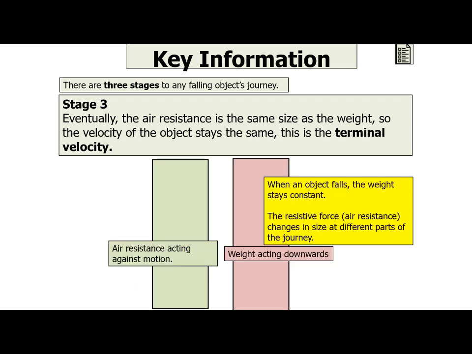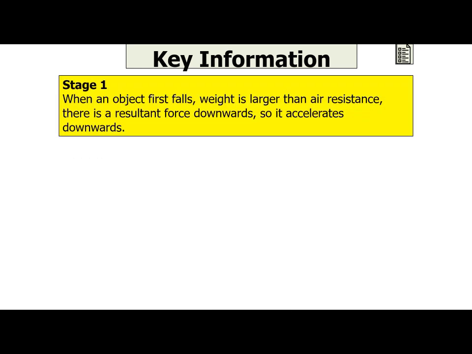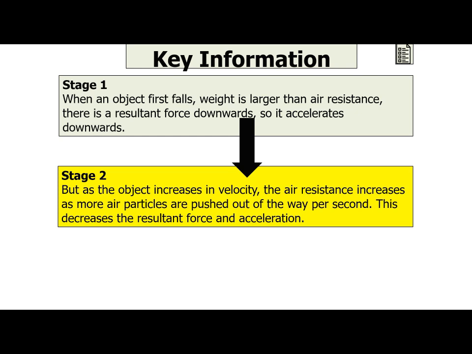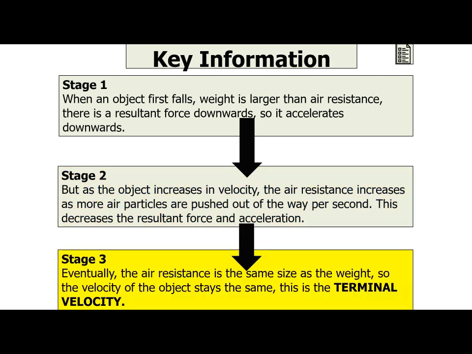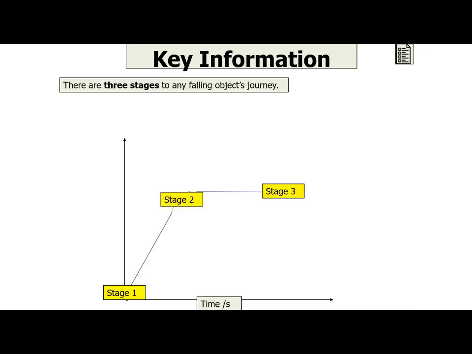So when an object falls, our weight stays constant, but the resistive force of air resistance changes in size at different parts of the journey. So remember, we have our 3 stages. When an object first falls, weight is larger than air resistance, so there's a resultant force downwards, so it accelerates downwards. But as the object increases in velocity, the air resistance increases as more air particles are pushed out the way per second. This decreases the resultant force and acceleration. Eventually, the air resistance is the same size as the weight, so the velocity of the object stays the same. This is terminal velocity. So we can see this in our 3 stages of our velocity time graph.